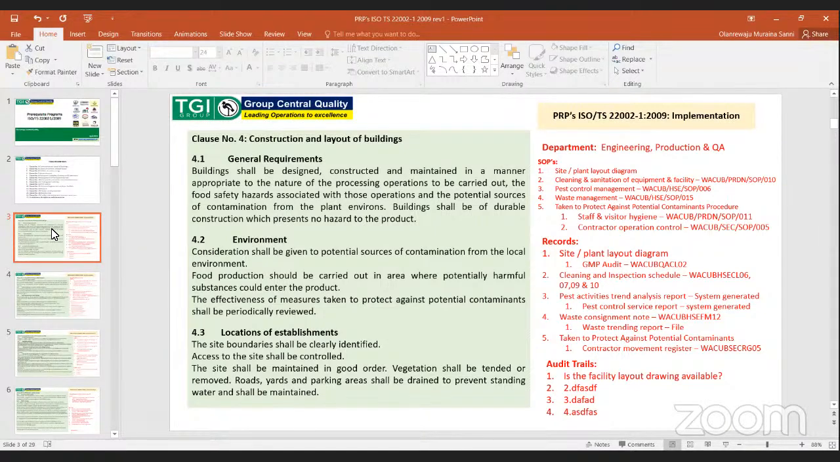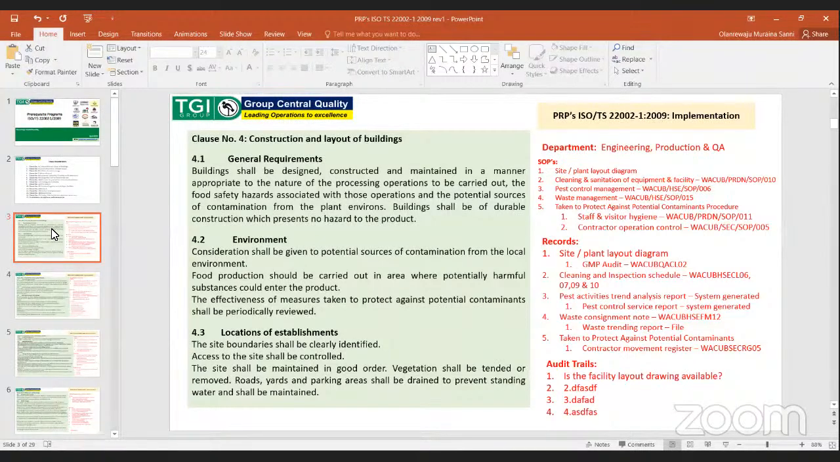Then we also have staff and visitors hygiene. That is anybody that is coming into our premises. We have a procedure that is handling that. We have contractor operation control. While we are saying all this, we want you to find time to study these procedures so that in case you are asked, you'll be able to explain what you are doing regarding most of these activities.